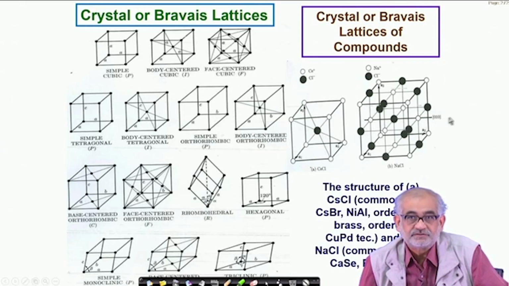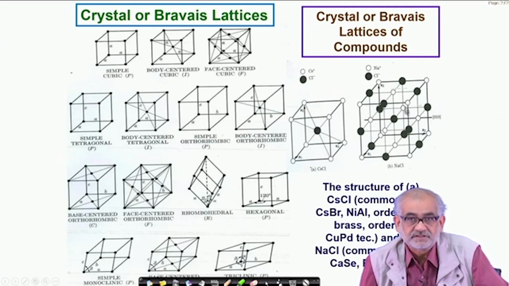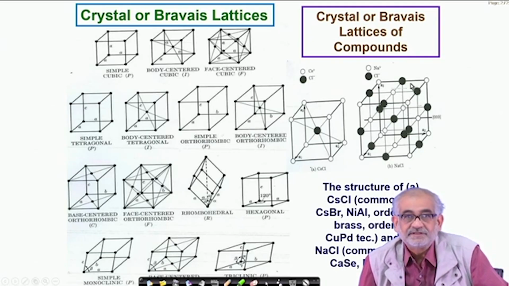But the moment you step into the realm of compound crystals, where you can have more than one species, you can have 2 or 3 or even more, and obviously their sizes will differ, and as a result you can end up getting a compound. So in such a situation, the structural description becomes a little more complicated, and you end up getting various kinds of crystal structures.